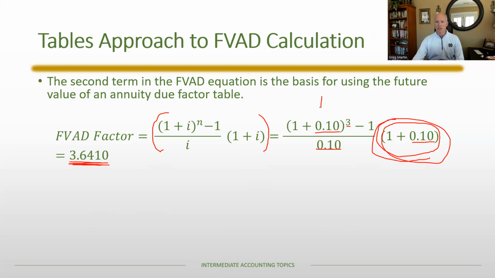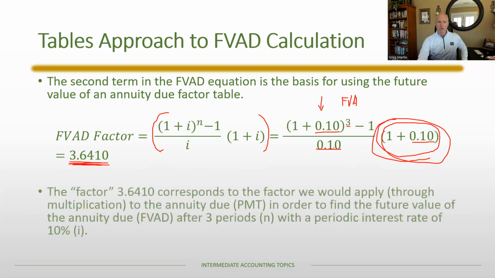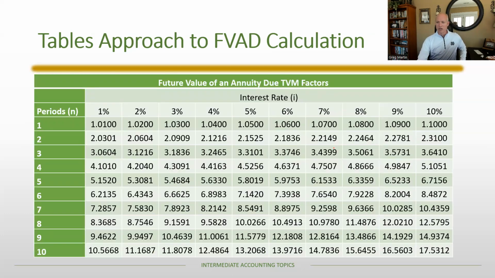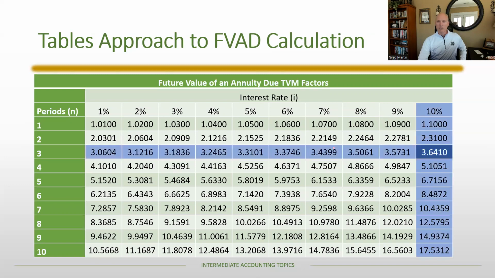And so, interestingly, this factor right here is the future value of an ordinary annuity factor. And so they're very similar, of course, except for this extra term out to the right. And so, again, that term, the 3.6410, is for the fair value of an annuity due factor table. And so looking at that, you can see that our interest rate is 10%, our n is 3, and the factor then is 3.6410. Again, now you can see where that number comes from. Again, I'm not testing you on that. I just want you to understand where the factor comes from for those that want to geek out a little bit.